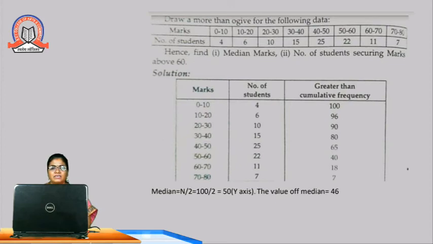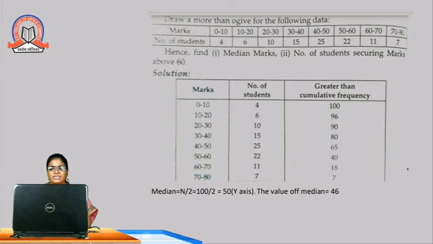Draw a more than ogive for the following. The marks and number of students were given. We want to find the median and the number of students securing marks above 60. Marks are given as 0 to 10, 10 to 20, 20 to 30. Number of students: 4, 6, 10, 15, 25, 22, 11, 7.